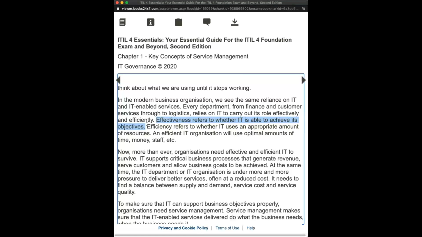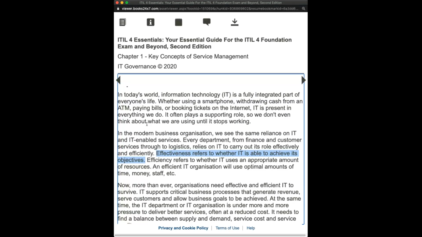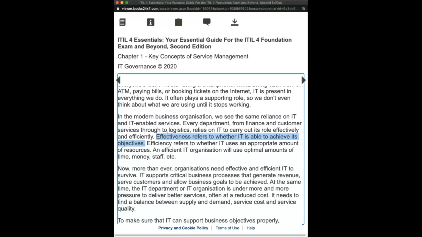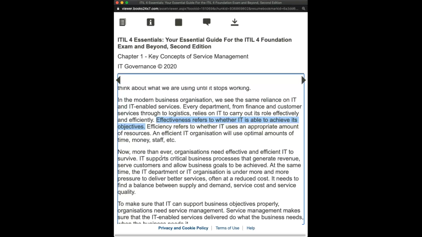We can go back to the example of the ATM machine, right? The objective of the ATM machine is to have the correct transaction. Maybe it takes you just 1 second and you can see the transaction, get the cash, and also it would reflect in your online banking app, right? So that's the objective. Now, the efficiency would refer to whether the IT uses an appropriate amount of resources.